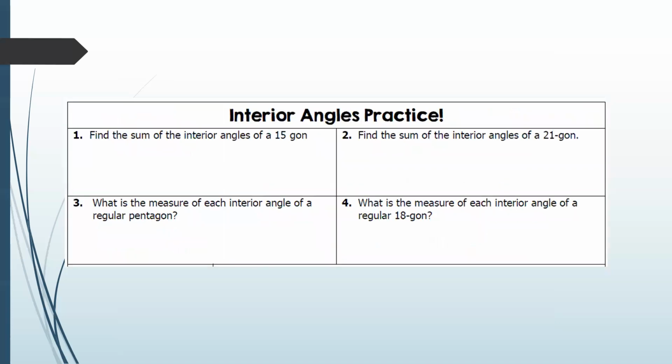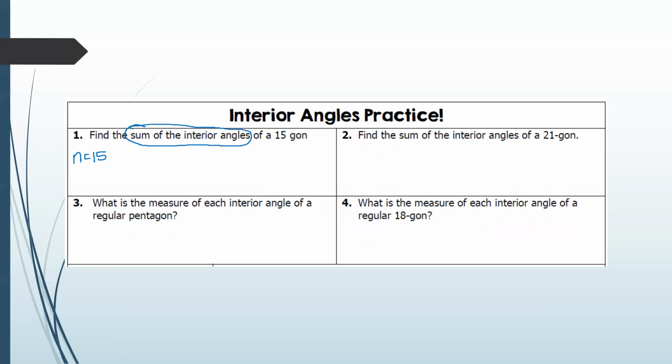So let's look at some practice problems. Number 1 says find the sum of interior angles of a 15-gon. So there's an example of one that wasn't on our list. So a 15-gon has 15 sides, so the number of sides equals 15. And I like to highlight or underline or circle what I'm trying to find. I'm trying to find the sum of interior angles.